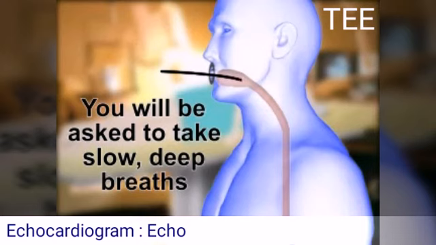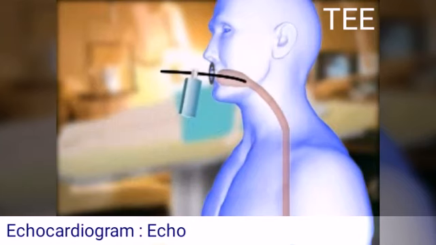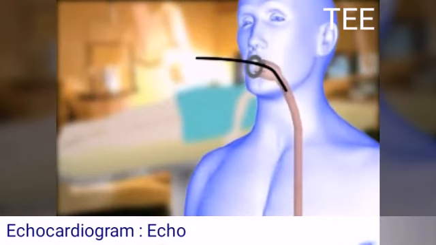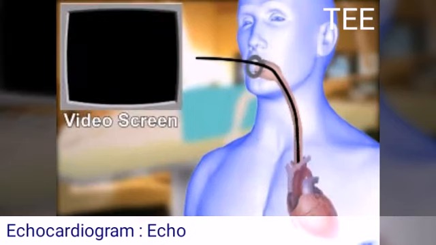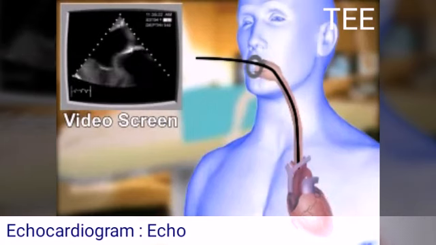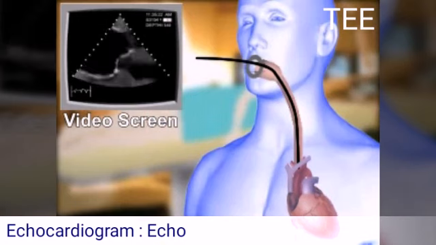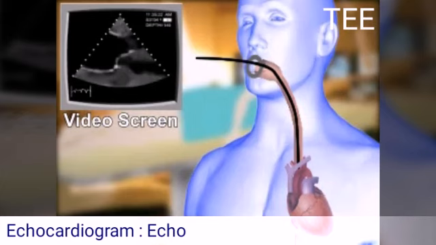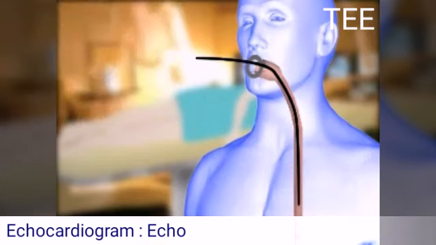If you gag when the tube enters your food pipe, the nurse will spray more numbing medicine on your throat to decrease your gag reflex and make you more comfortable. Your doctor will insert the tube 14 to 18 inches down the length of your food pipe. A nearby video screen will confirm that the tube is in exactly the right place to create images of your heart. The actual procedure takes about 15 to 30 minutes. When the test is done, your doctor will slowly pull the tube out through your mouth.